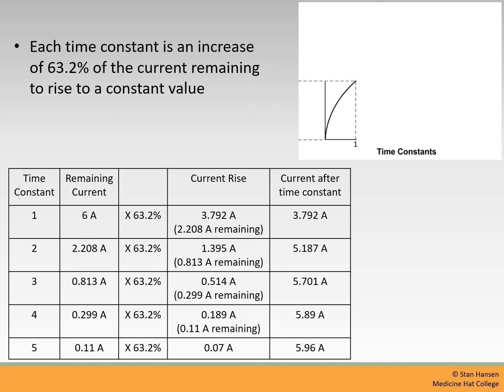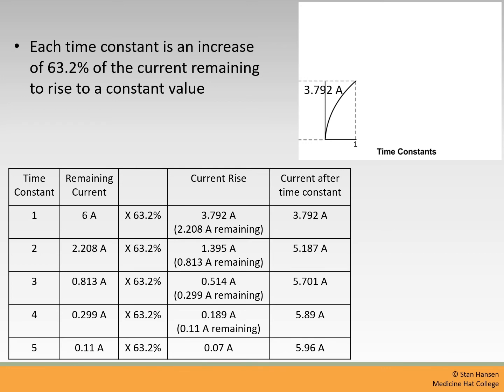What this means is that if you take the circuit we have on the screen, I have a total expected rise of an ampacity of 6 amps. That means after one time constant, I can expect my circuit to rise to 63.2% of that 6 amps. And that value is 3.792 amps.